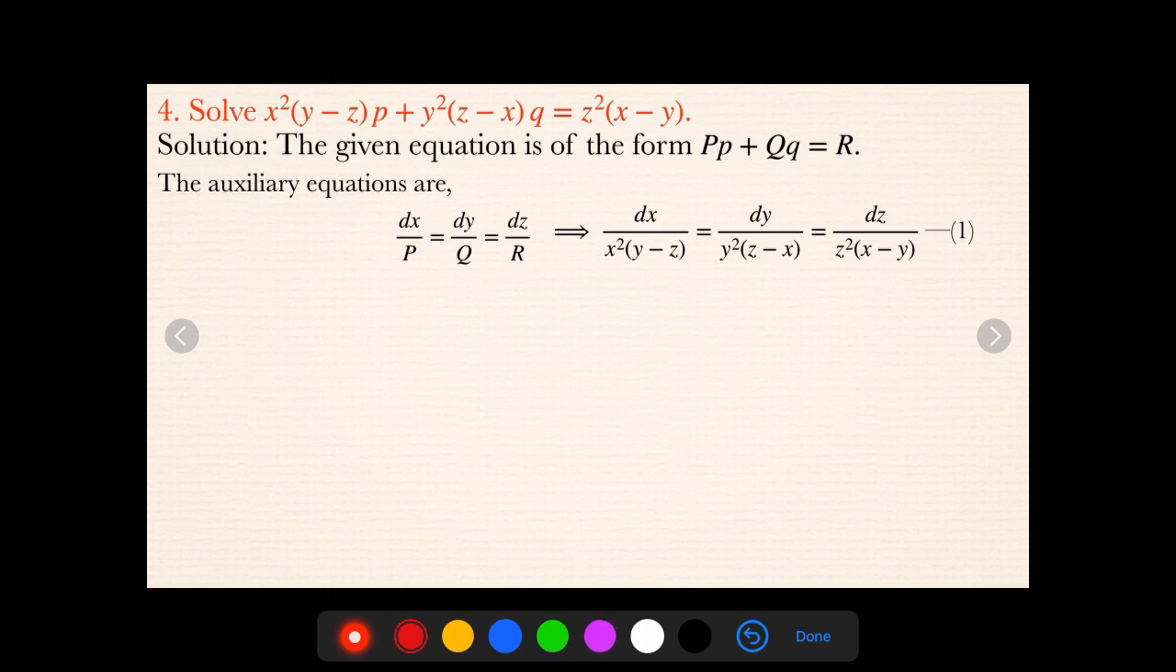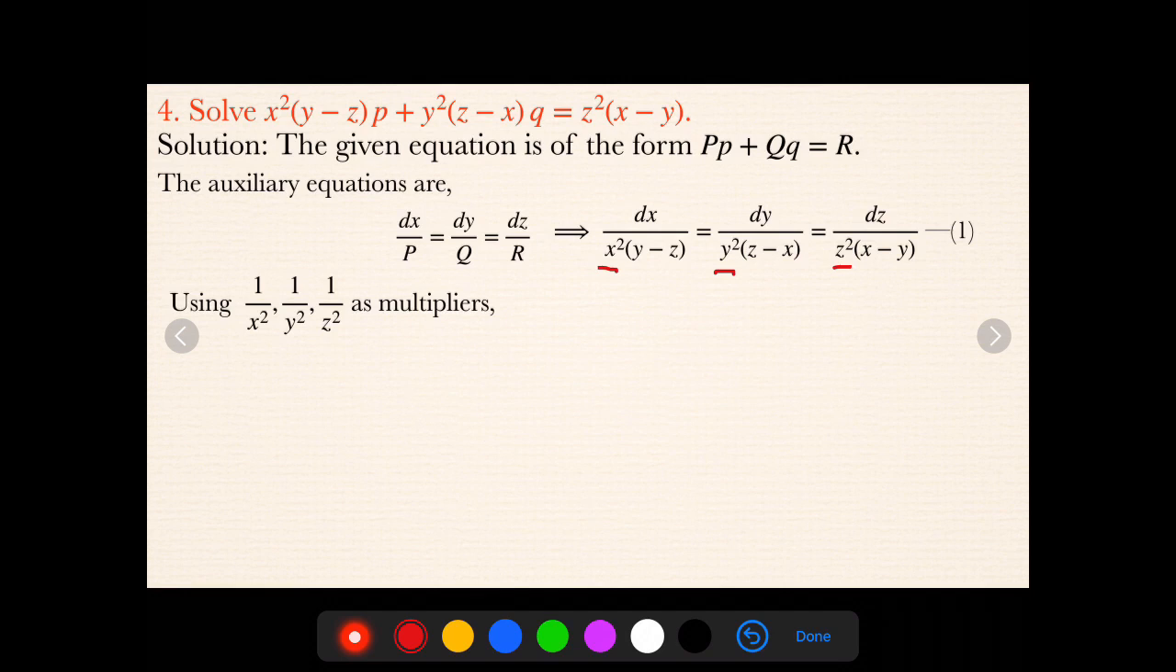Now check this one: x square, y square and z square. So automatically 1 by x square, 1 by y square, 1 by z square will act as a multiplier. If you have x, y and z outside, go with 1 by x, 1 by y, 1 by z.